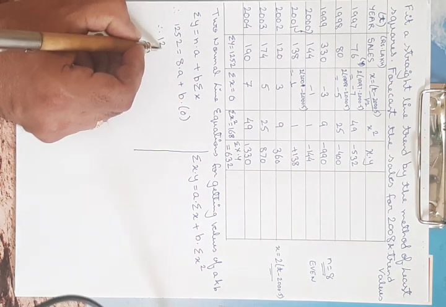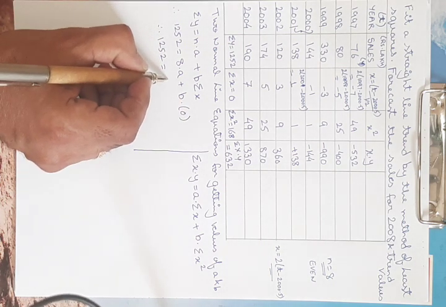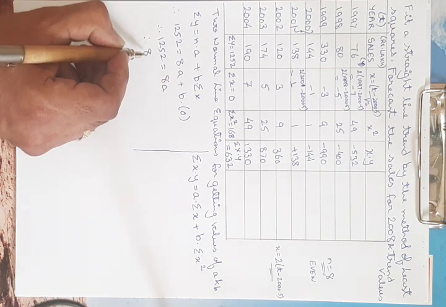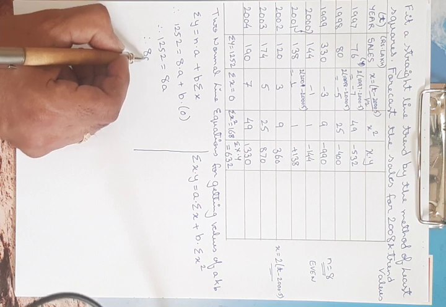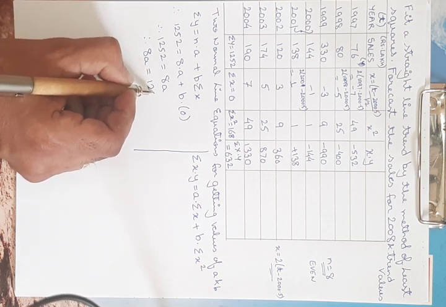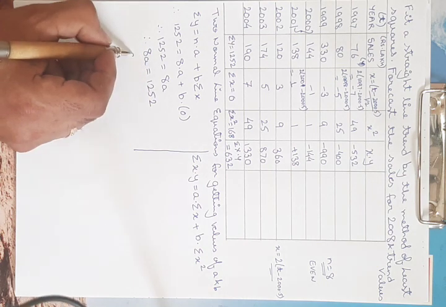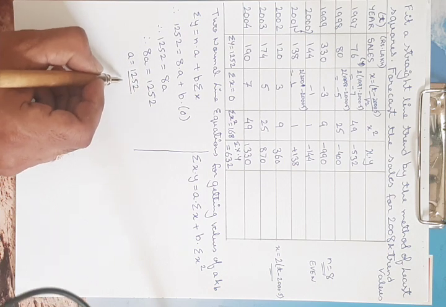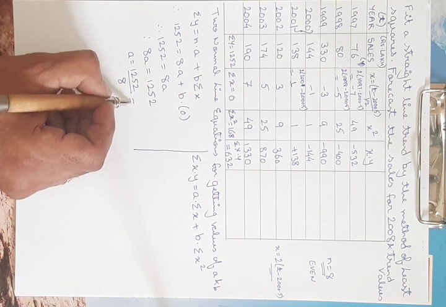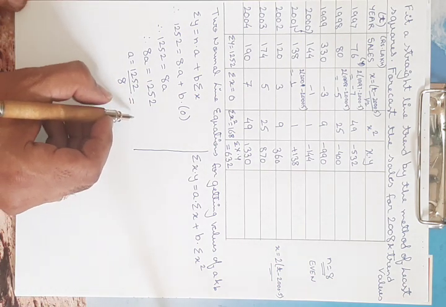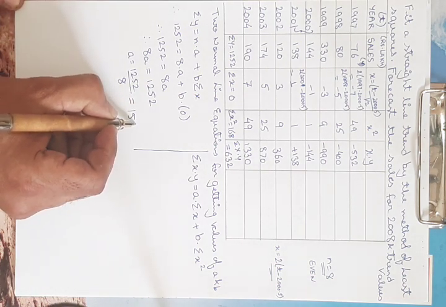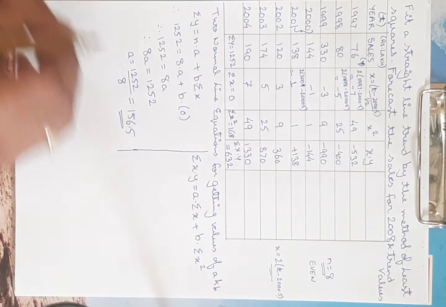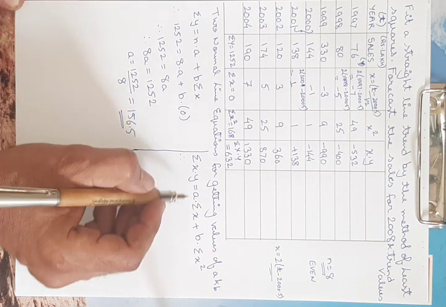Therefore 1252 is equal to 8a. Therefore the value of 8a, I'll write it as 1252. Therefore a is equal to 1252 divided by 8. This particular value of a comes out to be 156.5. Similarly we need to calculate the value of b from the second equation.